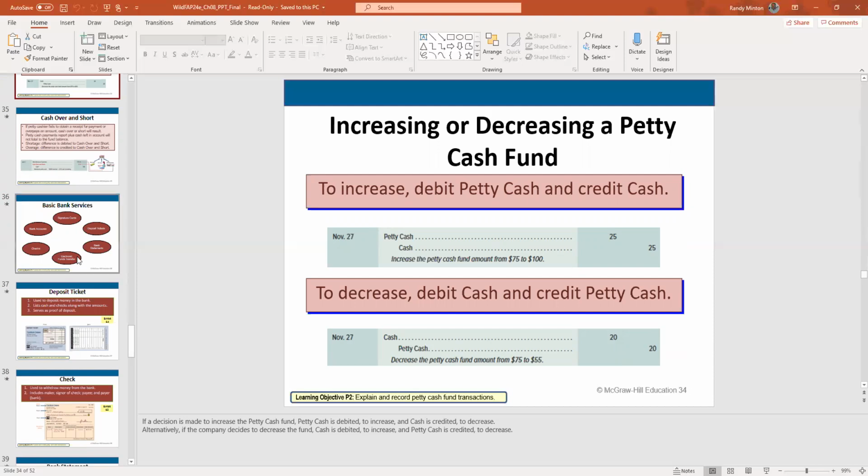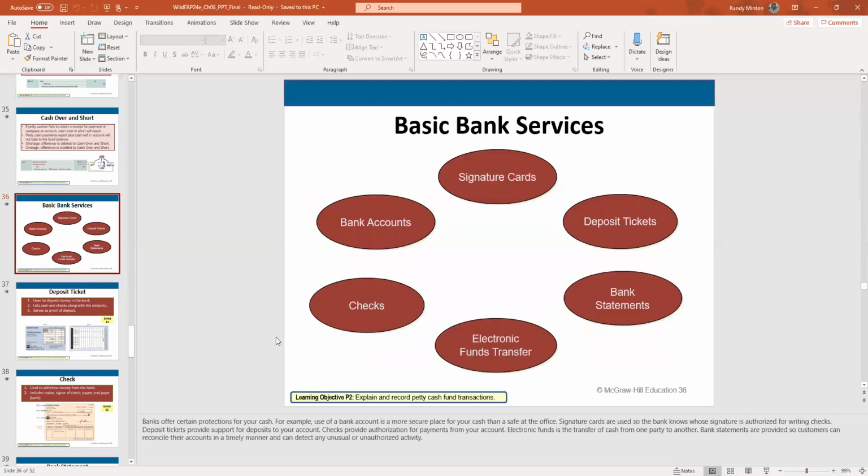Here are some basic bank services: deposit tickets, bank statements, and electronic funds transfer. You see more and more of that coming in through your direct deposit account, and sometimes going out if you have funds withdrawn automatically to pay a bill, say your car payment. And check signature cards: everybody has to have a signature on file so that when you write a check, theoretically it is compared with the signature card.